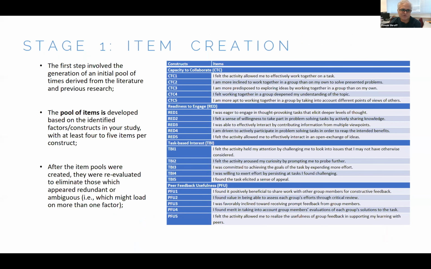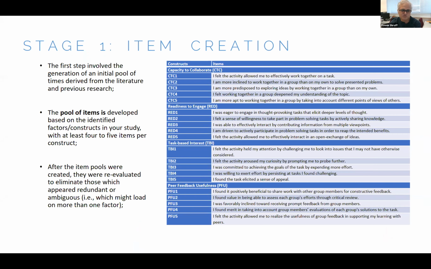So stage one is the item creation process. This involves the generation of an initial pool of items. And as you can see, we have a table of the 4 different constructs with the items for each of these constructs. The pool of items was developed based on the constructs identified in our study, with at least 4 to 5 items per construct.